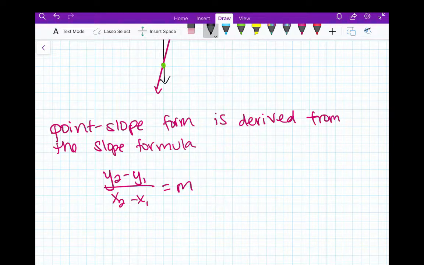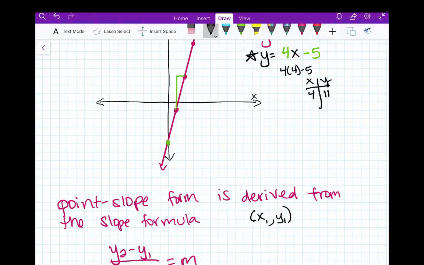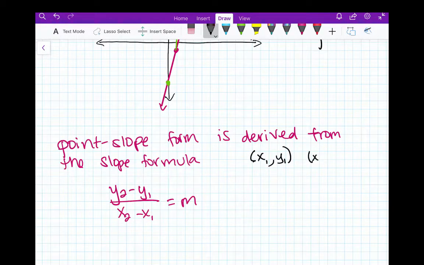The point-slope form is derived from the slope formula, which I have written here, y2 minus y1 over x2 minus x1. Now, when I say y2 and y1 and x2 and x1, I'm talking about possible points. So x1, y1 just represents a point on the line. How many points are on a line? There's an infinite number of points on a line. So that represents one of those points. And x2 and y2 represents a different point on the line.